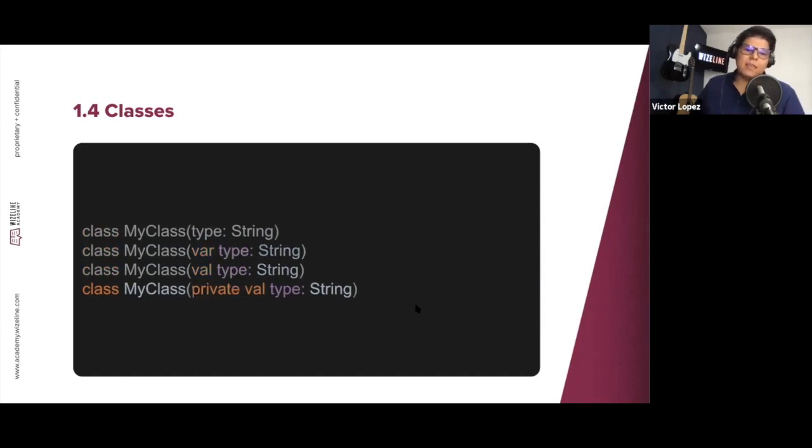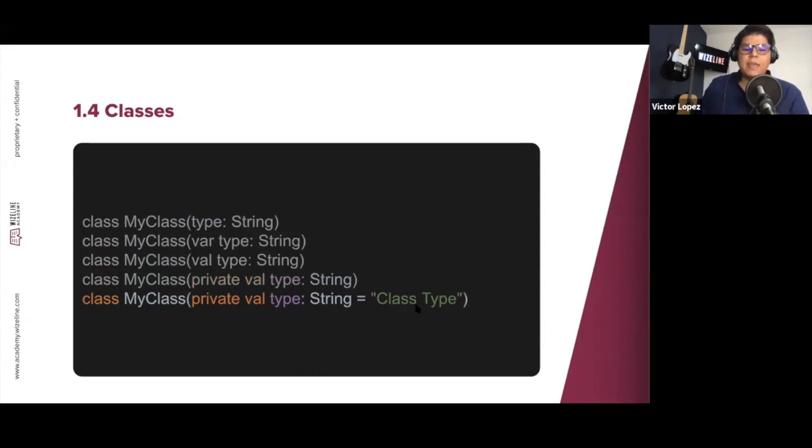And the next way that we can do the same is using private. So it means that this variable is only available for the internal scope of this class. If another class inherits from this class, that class cannot use that variable. And as well, we have this other way to declare a default value for these parameters. In this case, if you want to declare a default value, after the declaration of the variable, we only need to use the equals and then pass the default value. In this case, it's class type.